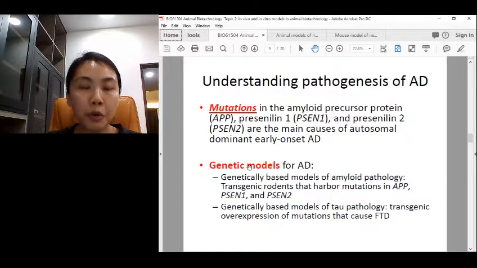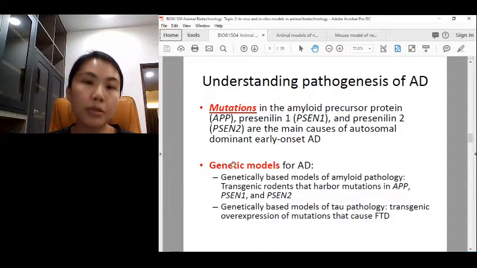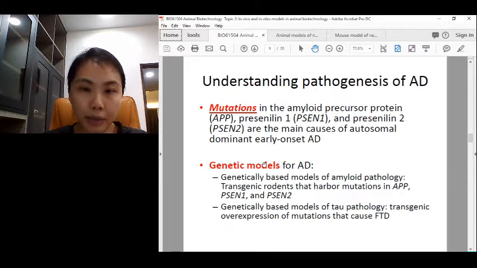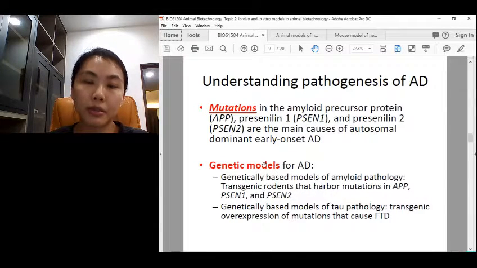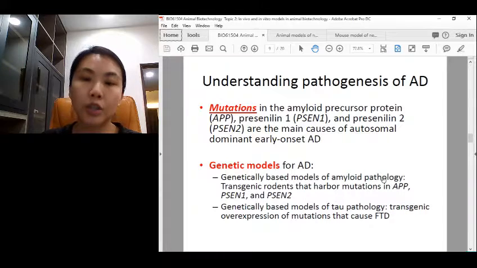So there are a few models which mimic Alzheimer's disease. These are genetic models, meaning that they are working on the mutations of several genes that are associated with Alzheimer's disease, hoping to recapitulate the symptoms and characteristics found in this disease. So we look at two examples here. We have a genetic-based model of amyloid pathology. So we have talked about amyloid plaques earlier.